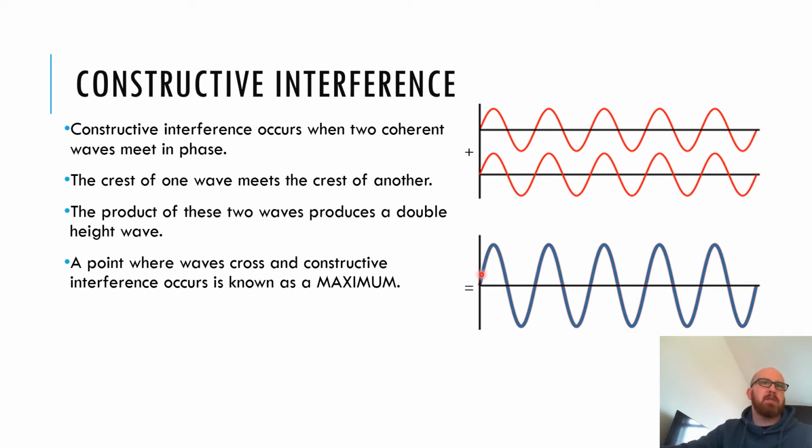This is known as constructive interference. And where the waves cross and constructive interference occurs, a point where that happens is known as a maximum. So we're going to look at what happens when a wave is coming from this direction and a wave is coming from this direction. If they cross and at that point there is constructive interference, then that's considered a maximum point, or a point of maximum, because you're getting a maximum amplitude at that point.